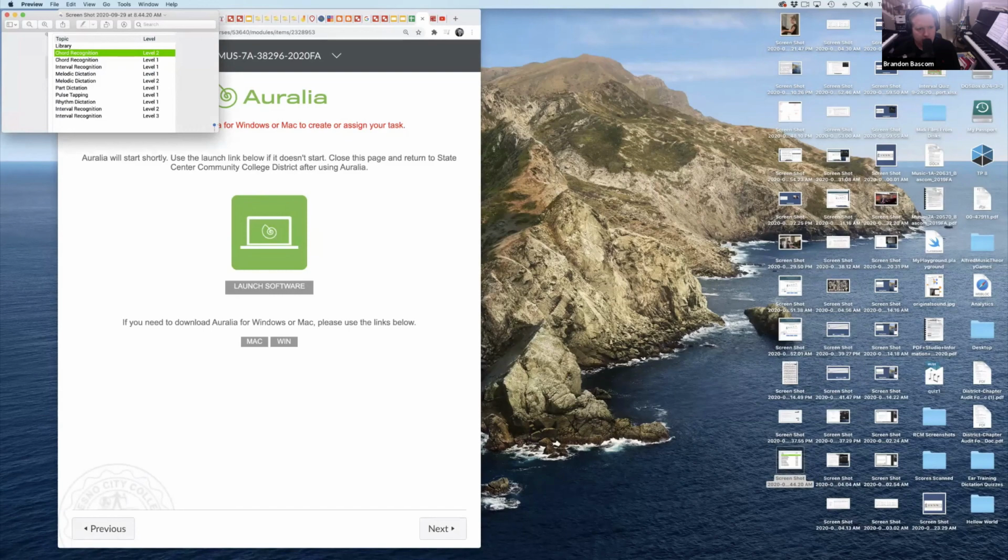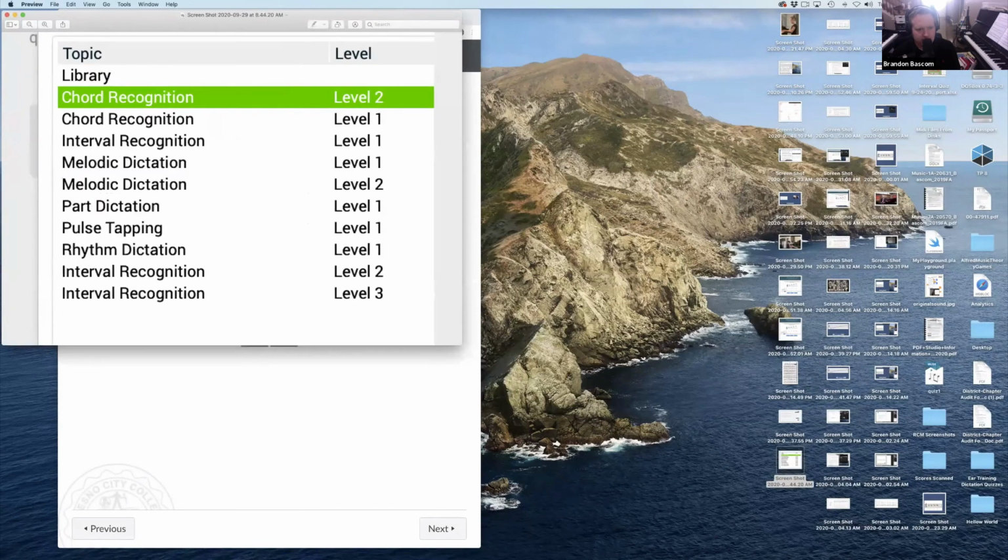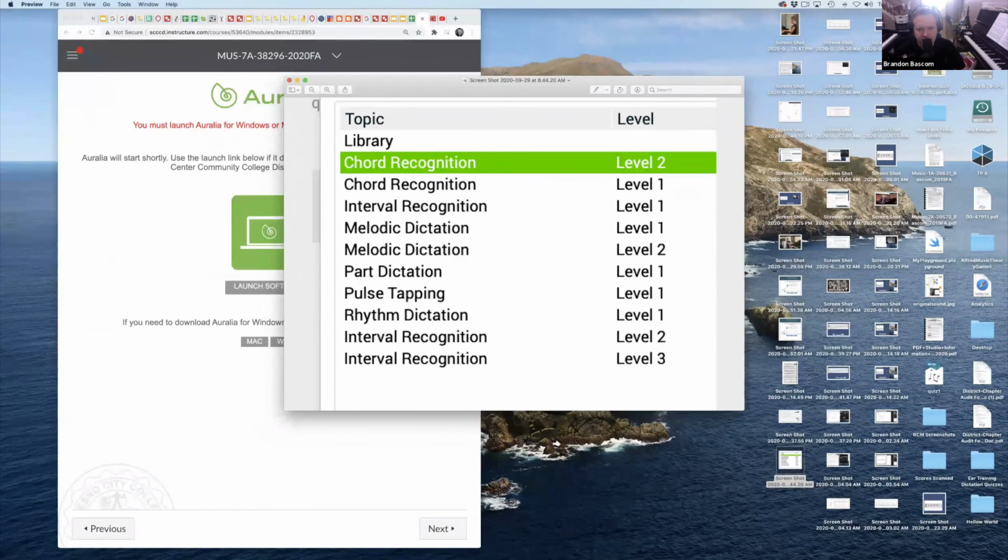Are you able to see the levels on my screen? Can you see chord recognition level 2 and level 1? Yes. So you might want to take a screenshot of this. These are the levels that are going to be covered for your midterm exam. Personally, as I went over it this morning with the 8 o'clock class, it seems way too easy for you all for the level you should be at, but I'm not going to change it this semester. I'm just going to leave it right where it's at. So these are the levels that we're going to be testing you on for your midterm.